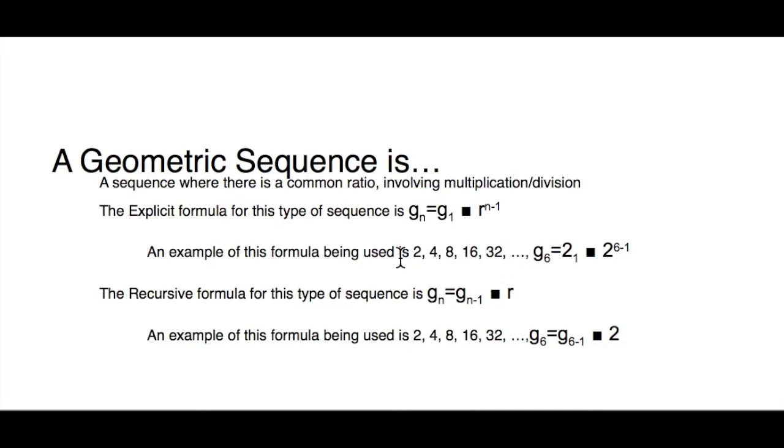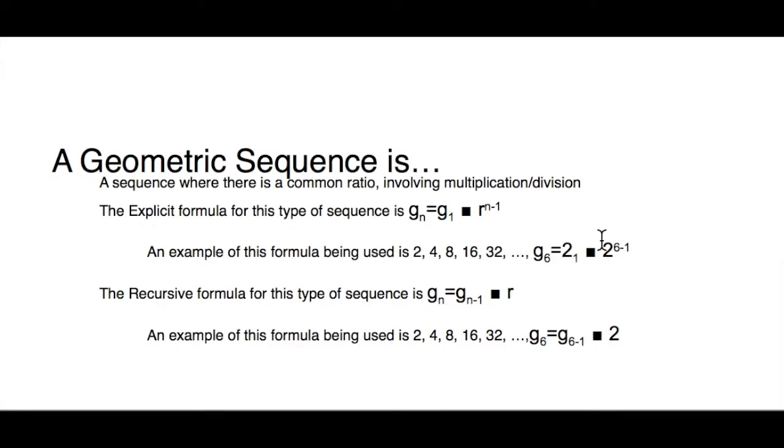So say you have a sequence like 2, 4, 8, 16, 32. You would implement it into this. G1 is 2, so we would put 2. We need to find the sixth term, so 2 times 2 to the 6 minus 1 power. 6 minus 1 is 5. 2 to the 5th power is 32. 32 times 2 equals 64.